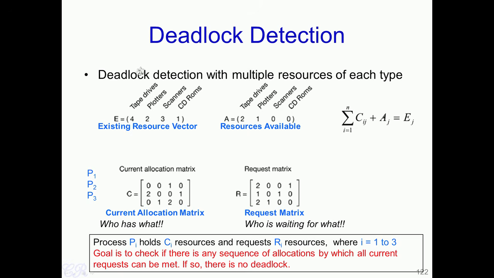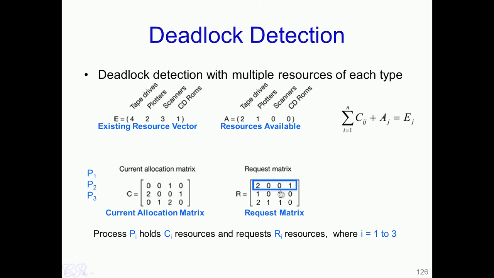Now, the goal of having such definitions or representations of the resources, allocations and requests is to determine if there exists a sequence of allocations of these requests, so that all requests can be met. If such a case is possible, then there is no deadlock present. So, let us see if we can allocate these requests by the 3 processes.